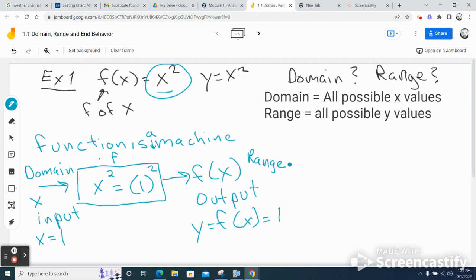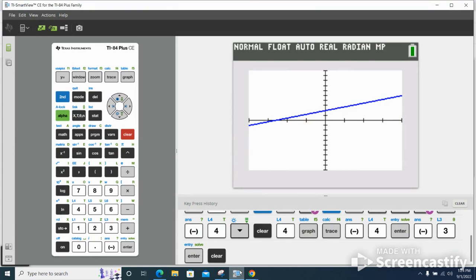So there's one way the machine can be represented. In other words, this function, I can look at all the x values and all the y values in the graph. If I only had a device that would graph this function. How about a graphing calculator? Turn on your graphing calculators.